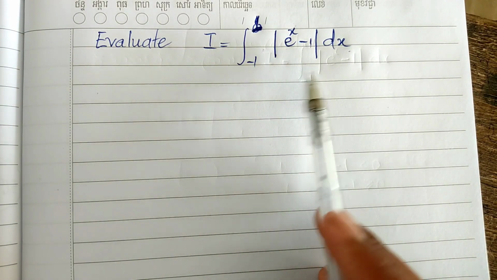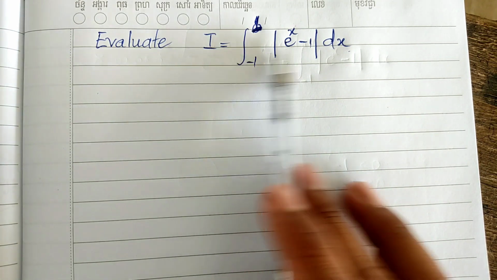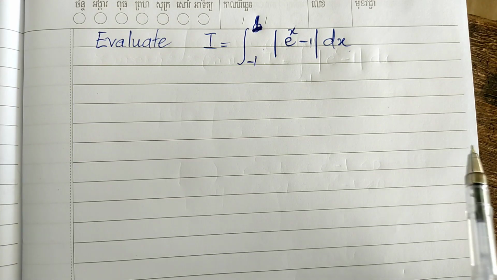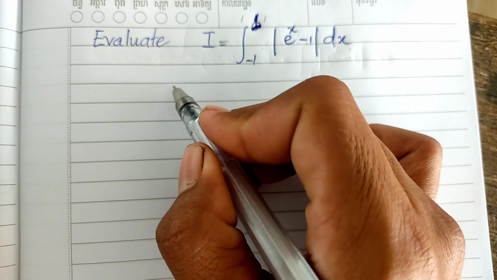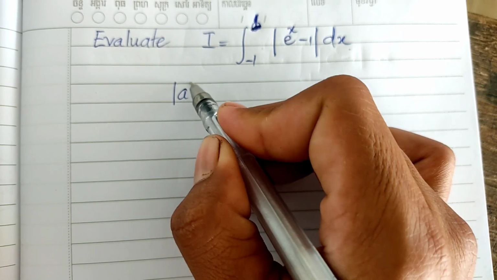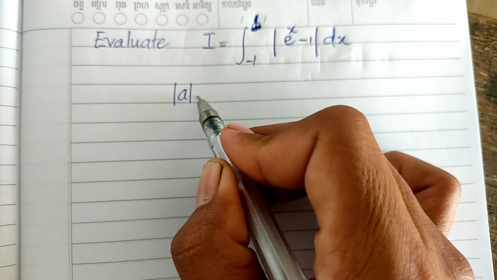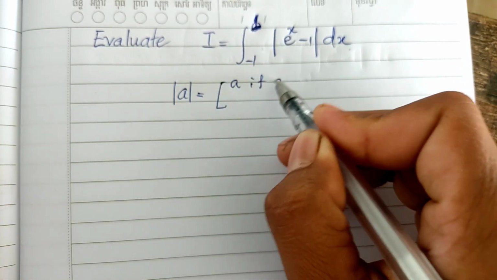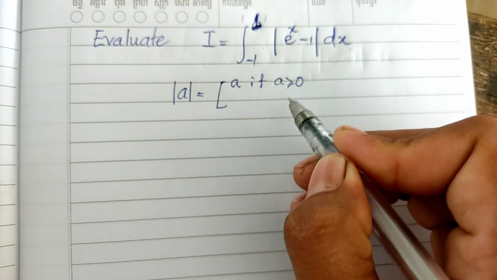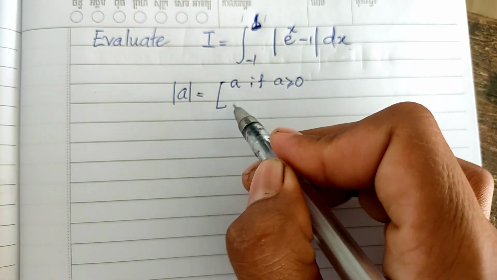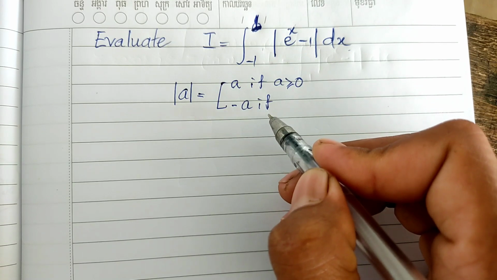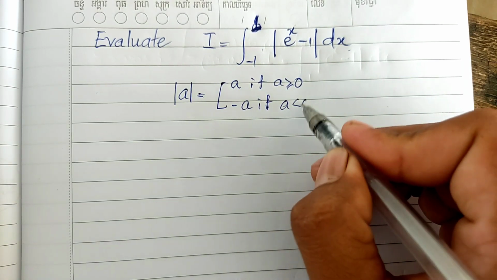Okay, to evaluate this integral, I need to explain one rule of absolute values. We know that the absolute value of a is equal to a if a is positive or equal to 0, and is equal to minus a if a is negative.